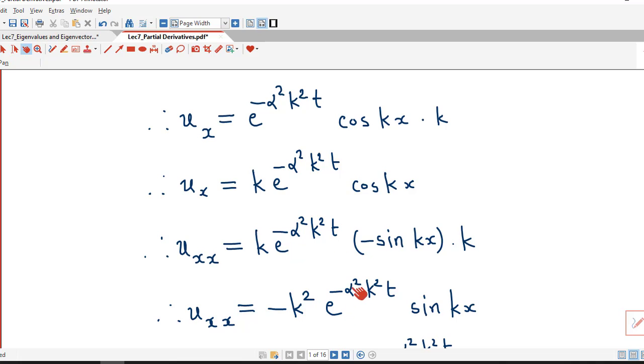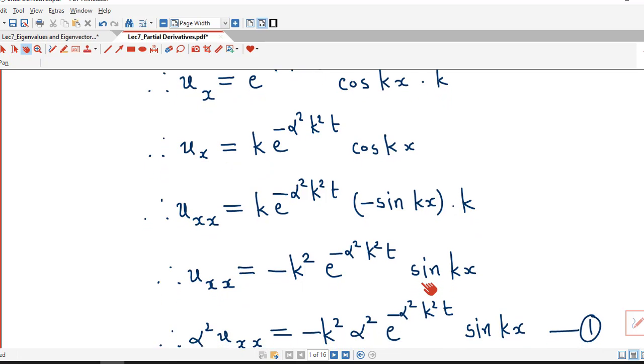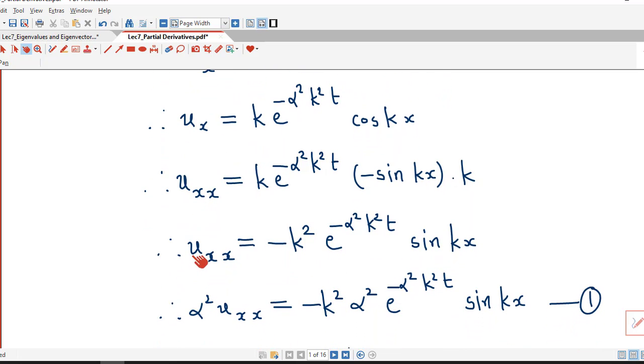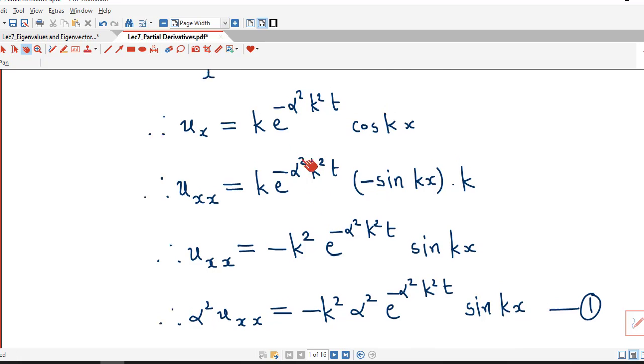This function as it is, e raised to minus alpha square k square t times sin kx, and if we multiply both sides by alpha square, we obtain alpha square times second order partial derivative equal to this right hand side multiplied with alpha square. So we give this number 1.